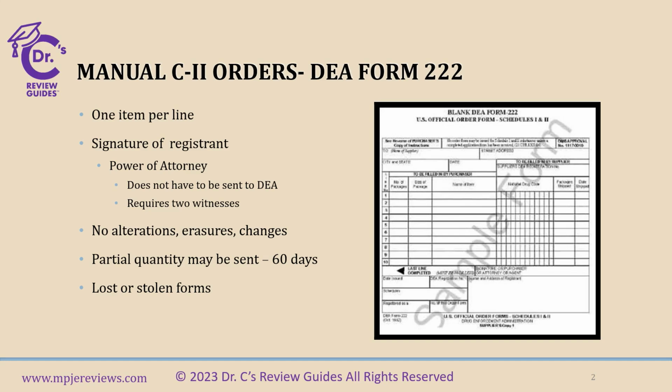Is there a limit on how many people you can grant authority to sign the 222 forms? No. You can have power of attorneys for 2 or 3 people, and you may want to in case somebody's on vacation and you need to order Schedule 2 controlled substances. You may need multiple people to order the Schedule 2s. And as I mentioned before, it doesn't necessarily have to be a pharmacist. It could be a technician or anyone else working in the pharmacy.